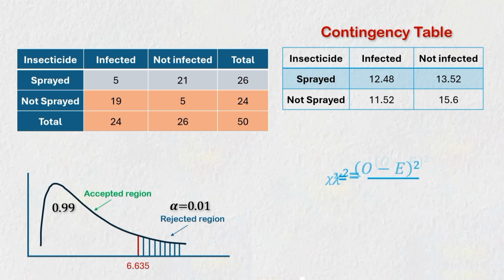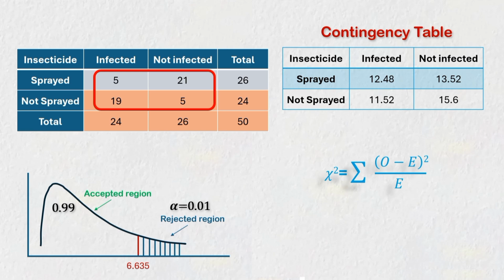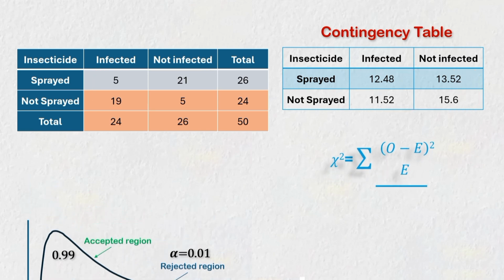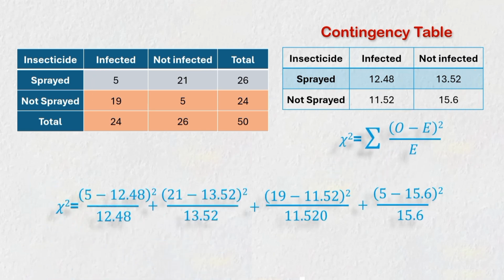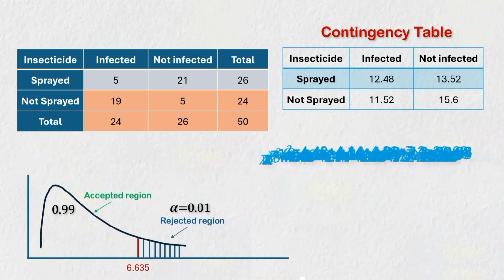Now we'll apply this formula. These values are our observed frequencies, and these values are our expected frequencies. Now we put these values in this equation. We get this equation, which is 20.68.